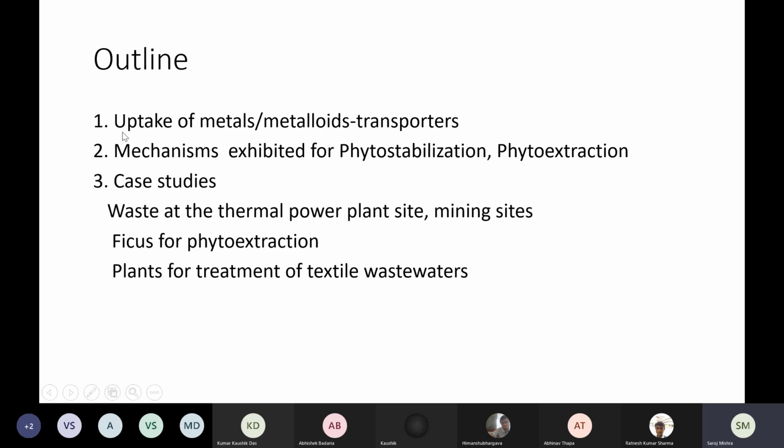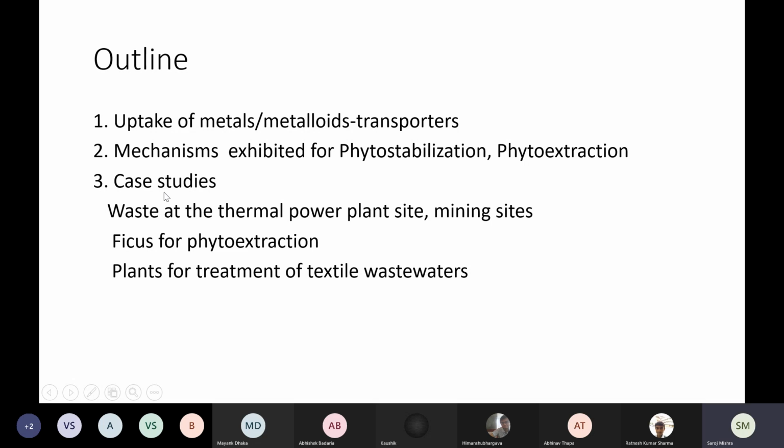How are these different heavy metals taken up by the plants, or even if you talk about certain metalloids, etc.? So what kind of transporters lie within the root system, which allow these heavy metals to be taken up? And the second is, what is the basis? There has to be some kind of a biochemical basis for remediation. So today we will look at, for example, what are the mechanisms which occur within the cell in order for phytostabilization to occur or phytoextraction to occur.